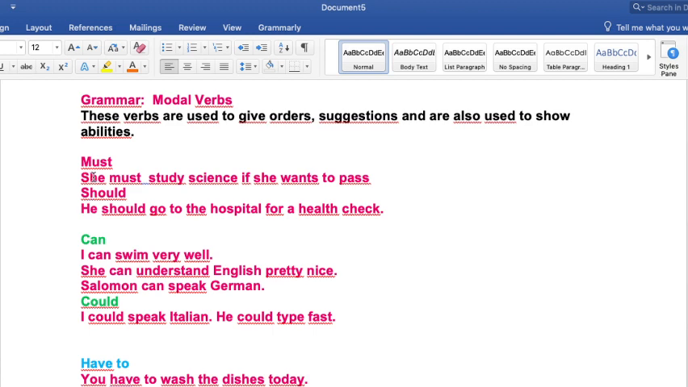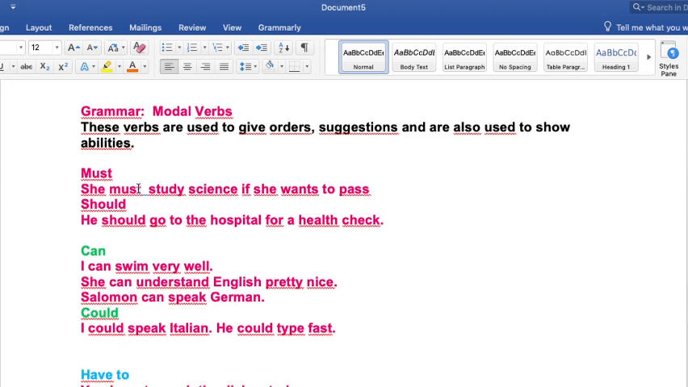The quiz about this grammar point is about organizing sentences. I'm gonna give you a sentence in this order, and you have to put it in order. That's one part. On the other one, I'm gonna give you the space to write 5 sentences using must, should, can, could, and have to. So that's basically the quiz about this section of the grammar.